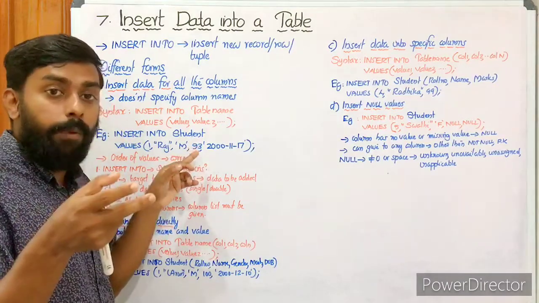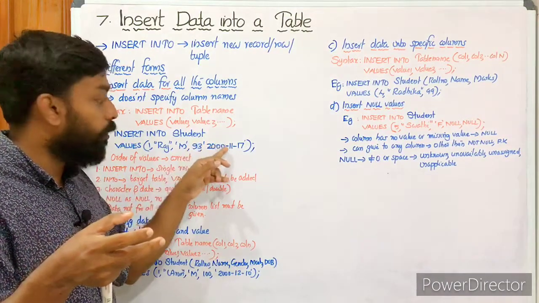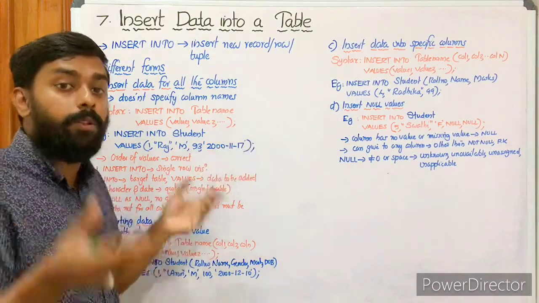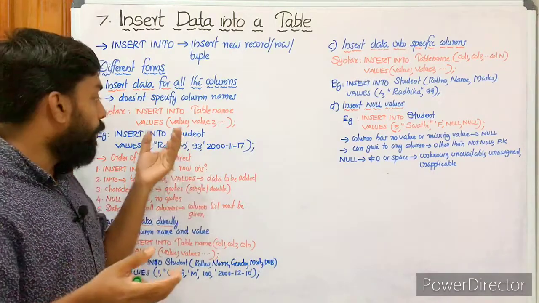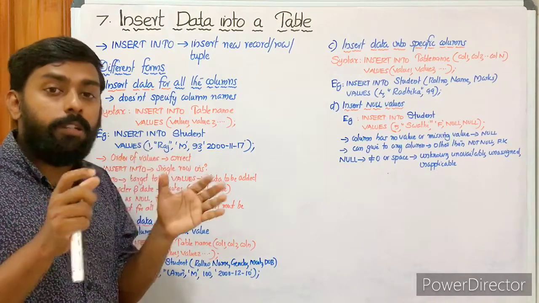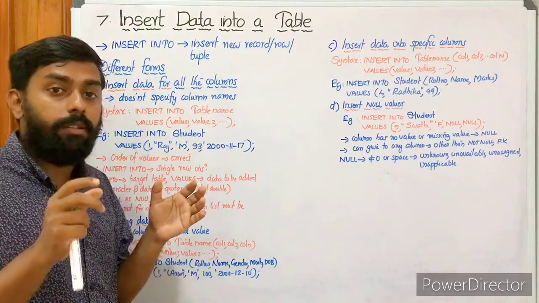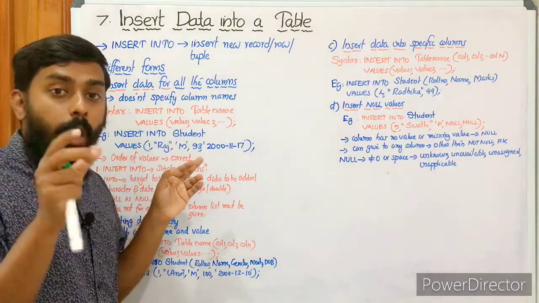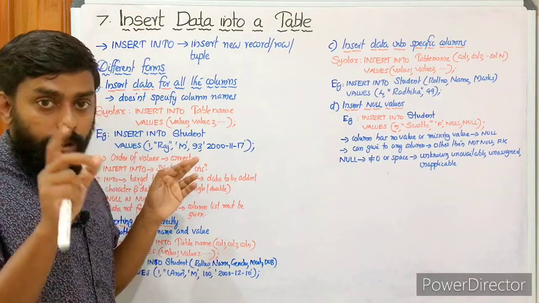Then 93 will be passed to marks, and 2011-17 will be passed to date of birth. Meaning we haven't specified the column list. So when we don't specify the column list, the condition is the value provided must be in the order of the columns. Hope you get it.